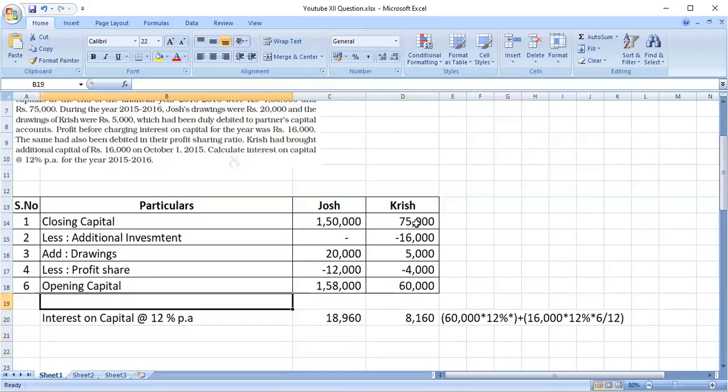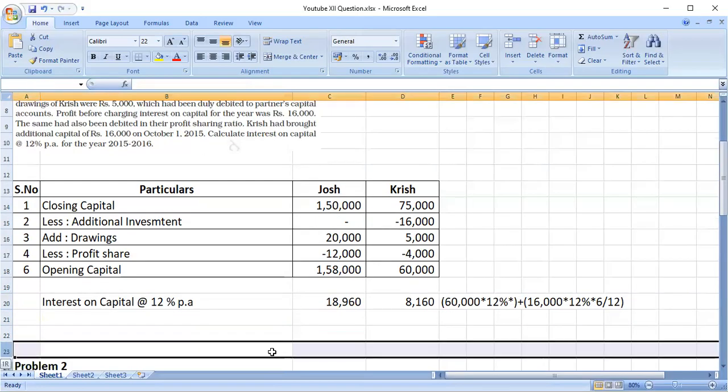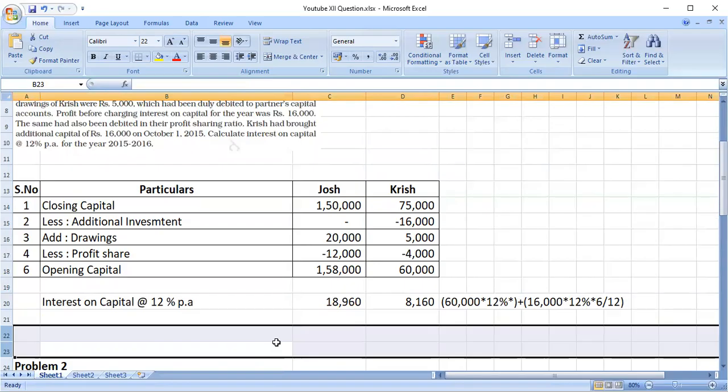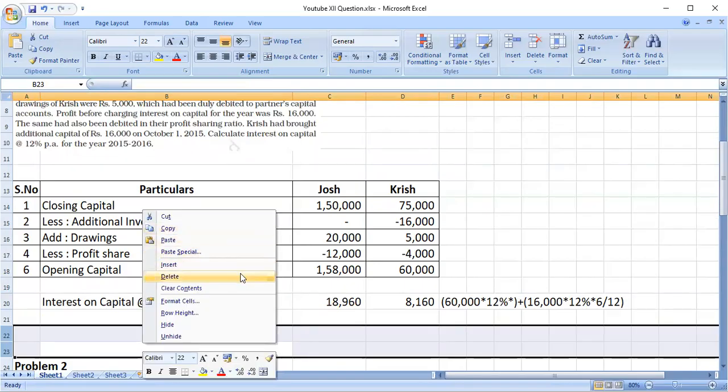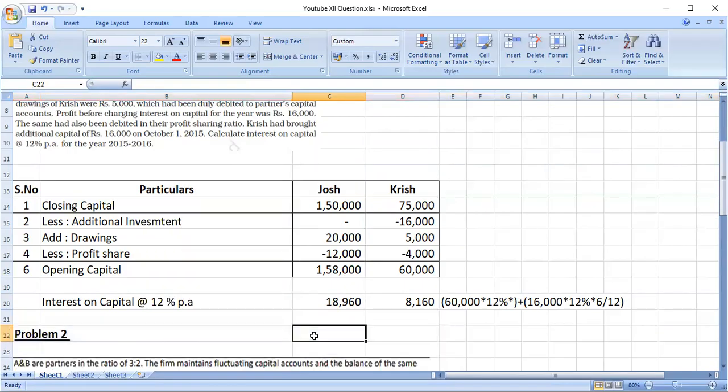You just arrive at the opening capital from the closing capital, and then you apply the percentage, and then you can find out the interest on capital. Now, the second problem is slightly different from the first problem, which makes it a little bit complicated. The second problem was asked for 4 marks in the sample question paper. Let's check out the second problem now.